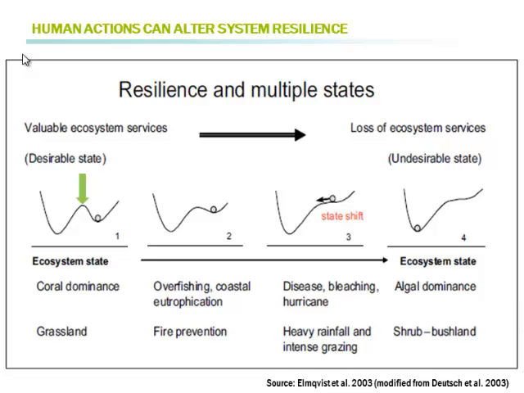So in this case, start with the desirable state, and then due to some human action, overfishing or coastal eutrophication or ocean acidification in the coral reef system or fire prevention in a grassland system, you start shifting the height of that threshold condition. That then makes the system more susceptible to further alterations in thresholds and shifts due to other associated disturbances. And ultimately, changing that threshold state makes it much easier for the ecosystem to drop into that undesirable state.